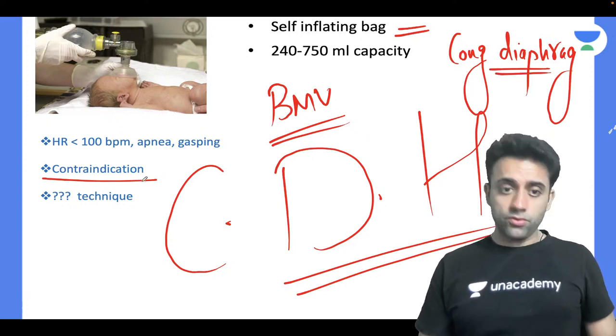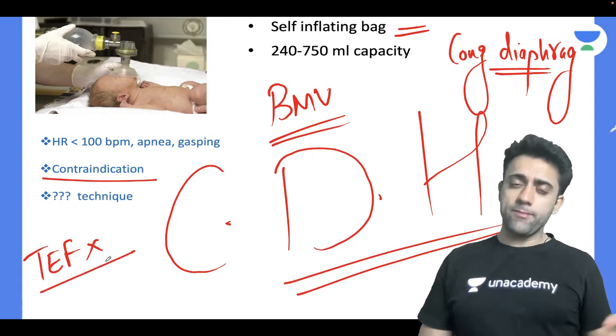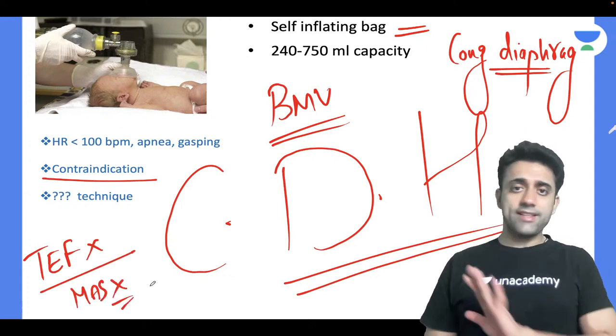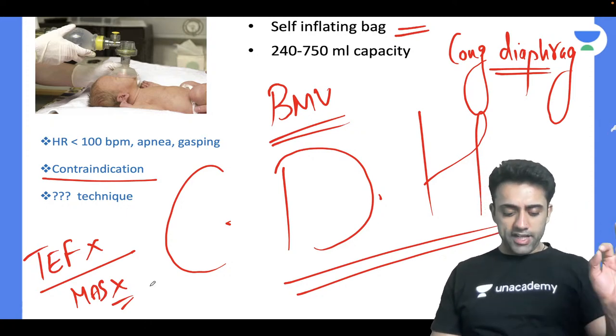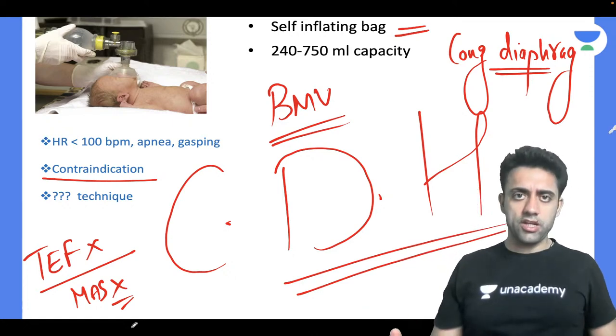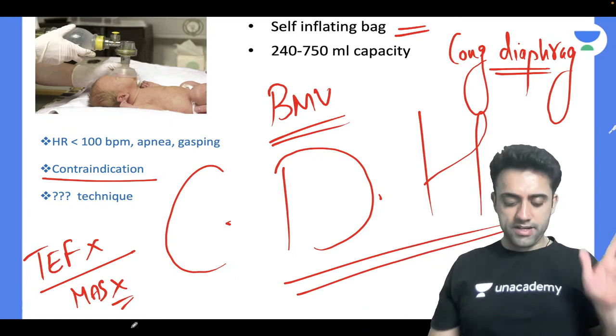And one more thing, TEF is not a contraindication of bag and mask. Cleft lip, cleft palate, TEF, meconium aspiration syndrome, these are not contraindications. Remember only one thing: the absolute contraindication of bag and mask ventilation is congenital diaphragmatic hernia.